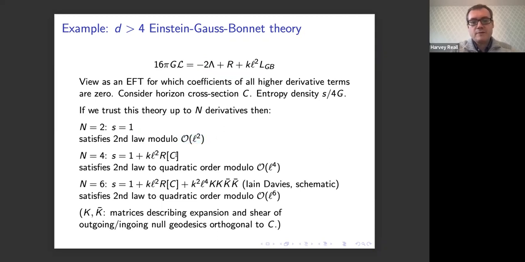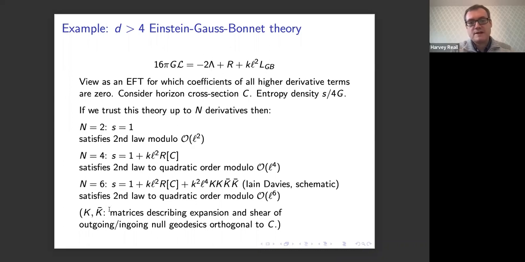Okay, but now we can go one step further and we can now include this term. Let's say we now trust this theory up to 4 derivatives. Okay, so now we have the IWW entropy, and I've just told you that up to 4 derivatives, this already satisfies the second law to quadratic order modulo terms of L to the 4th. Okay, so this entropy now, our work shows, will satisfy the second law to better accuracy than this entropy. So this entropy, the Bekenstein-Hawking, only satisfies the second law modulo L squared. We've now got an entropy which satisfies the second law modulo L to the 4th. But now we can keep going.